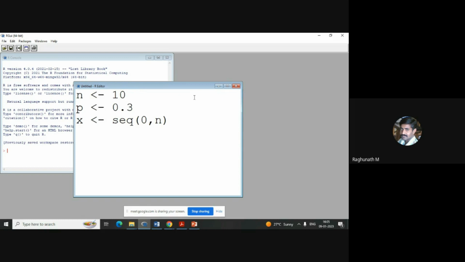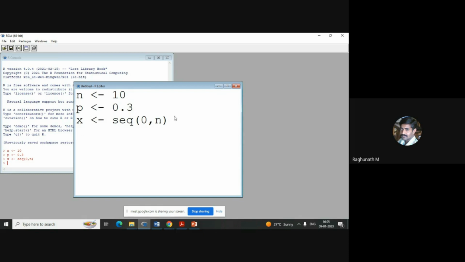So let me run this command. The first value is already taken, then p is also there, and now x. If I have many lines in R, running step by step is one of the best practices. Once we get an error in any step, we are able to debug it. This is one of the practices which I use. So the x values are already taken.